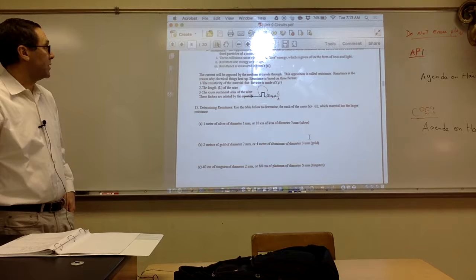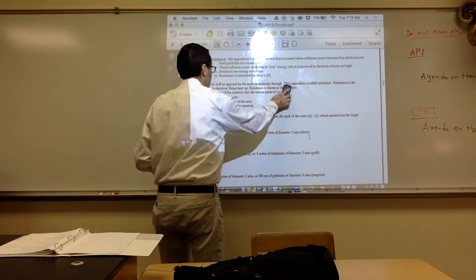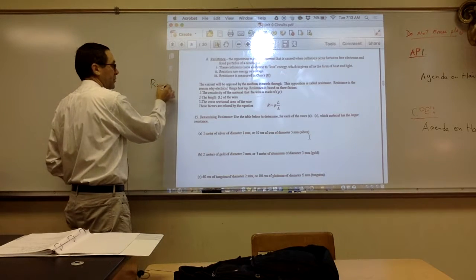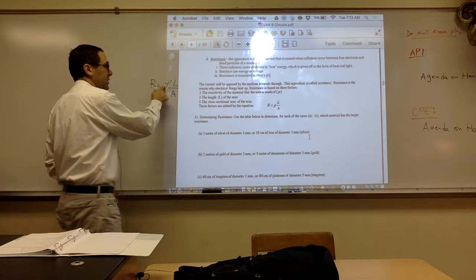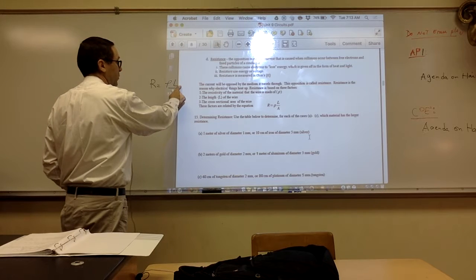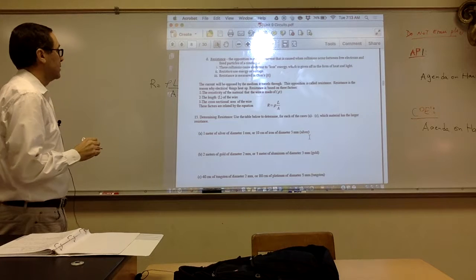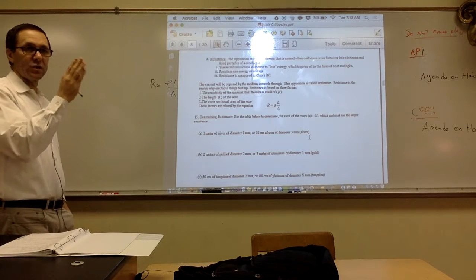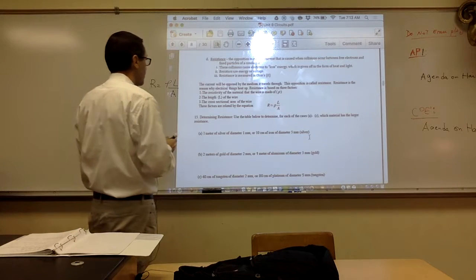All right, so let's look at page 8 and let's look at these problems. Now, in the previous video, we wrote this equation here, where rho is the resistivity, L is the length of the wire, and A is the cross-section area, which is basically, if you think about it, the cross-section of a wire. It's a disc.